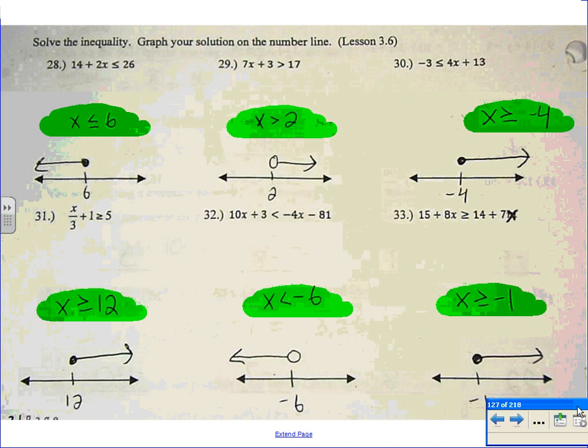Filled in circle, arrow go to the left. 29, y is greater than 2. Open circle, arrow go to the right. 30, x is greater than or equal to negative 4. Filled in circle, arrow going to the right.